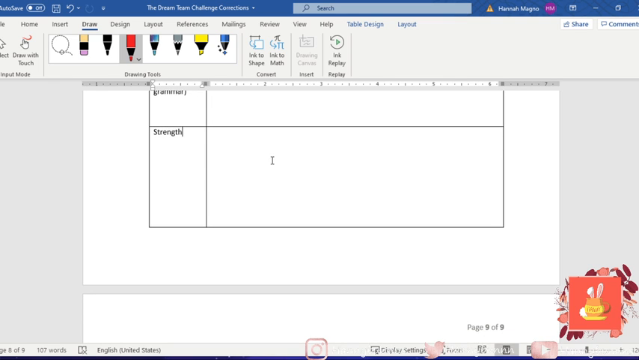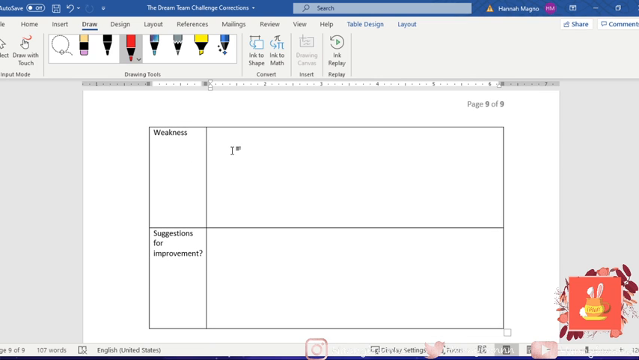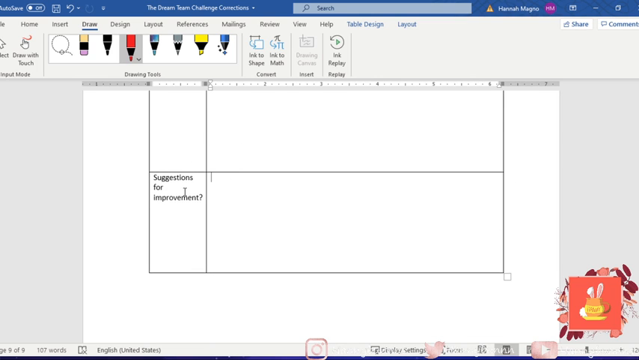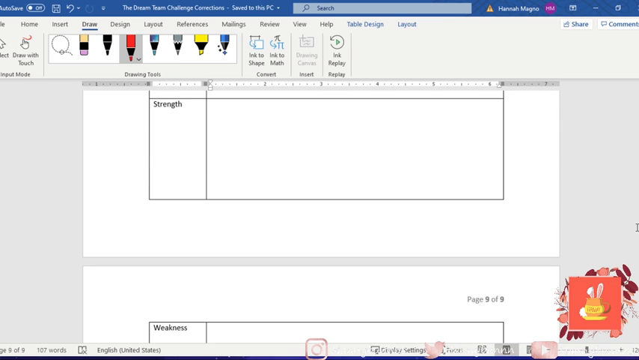The strength here would be what I think is a strength that I see from your paper. Weakness is what weakness you have in your paper, and suggestions for improvement. And that's basically the gist of the Dream Team challenge here.